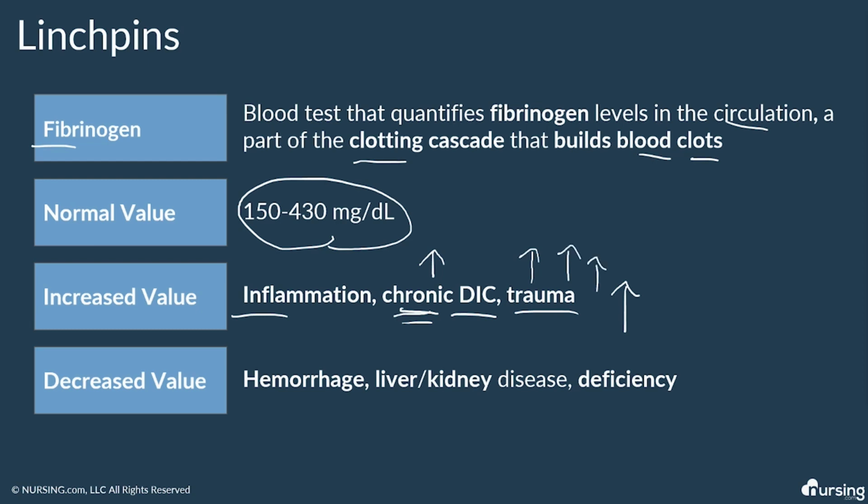It will be decreased in the case of hemorrhage or liver and kidney disease, or if there's a deficiency. And then we also see it decreased in acute DIC. You remember why? That's right, because it's all taken up. There's not enough fibrinogen to go around because it's all taken up in all of those clots.